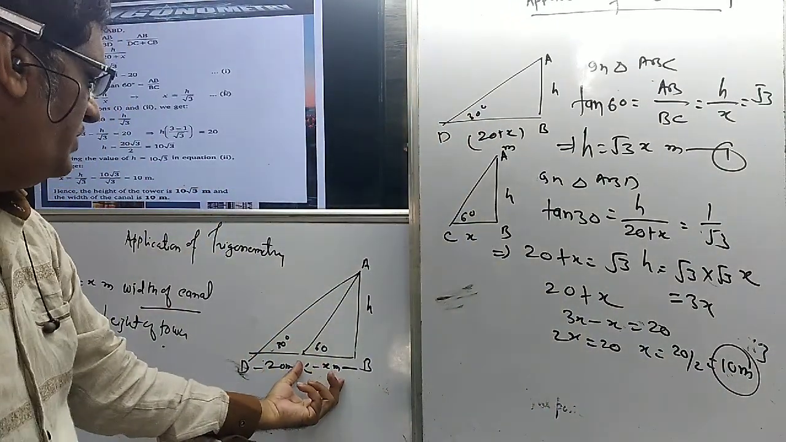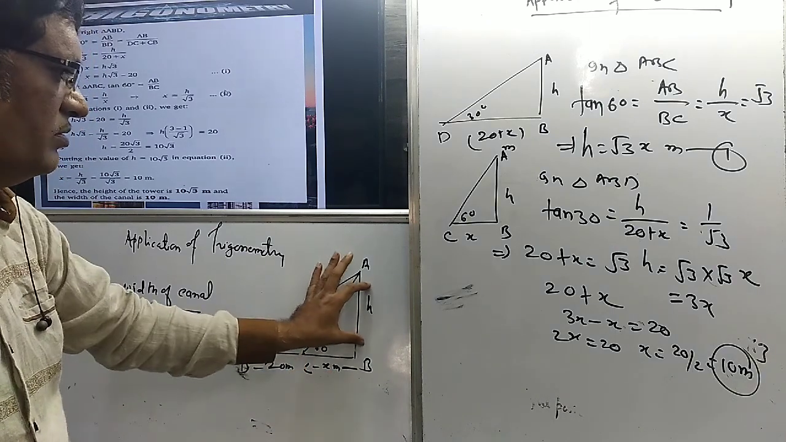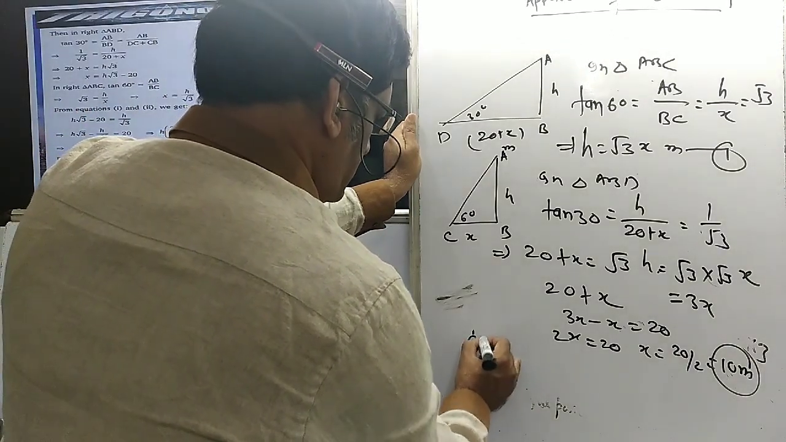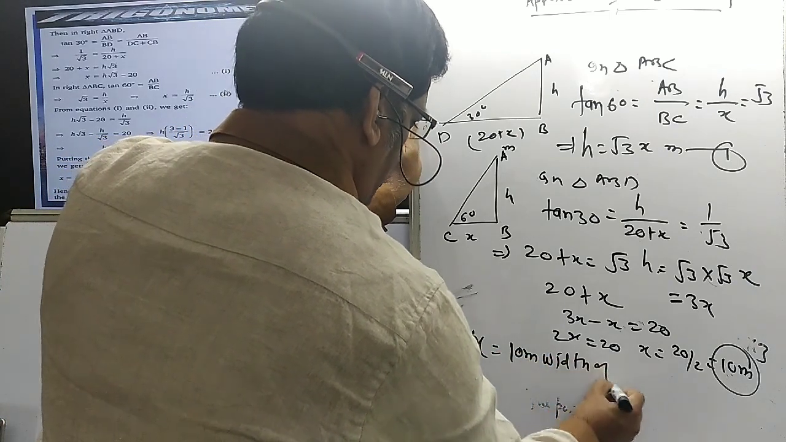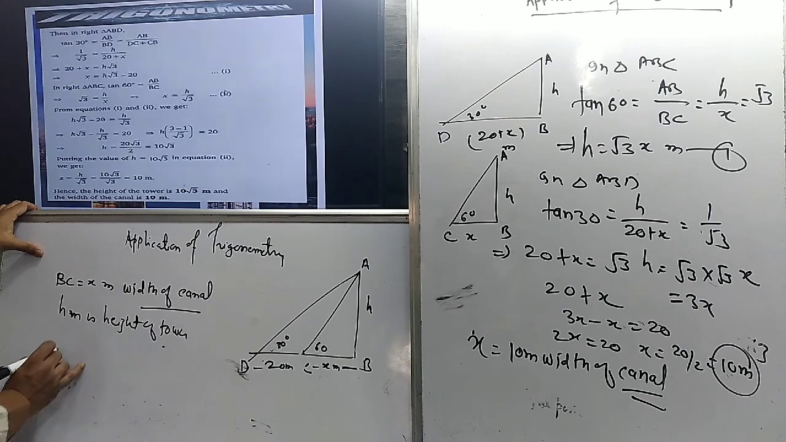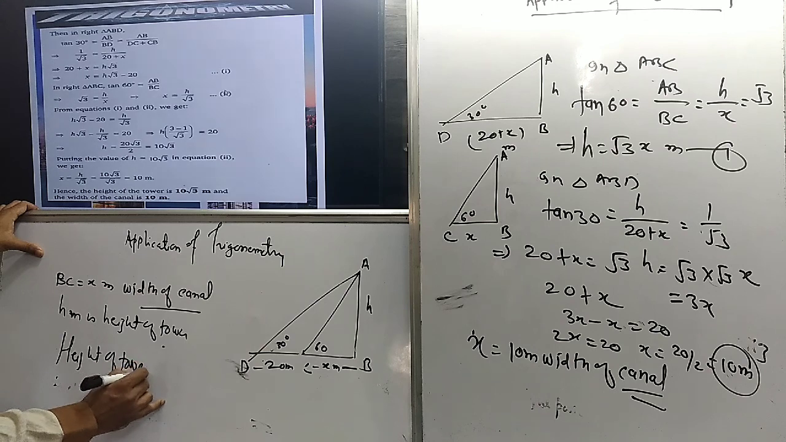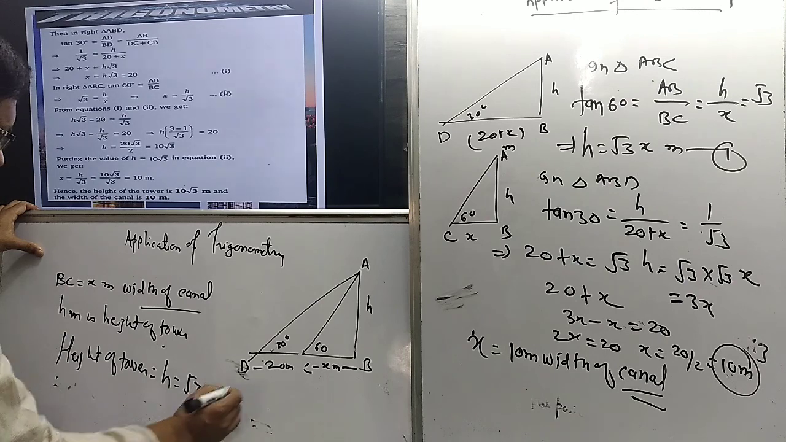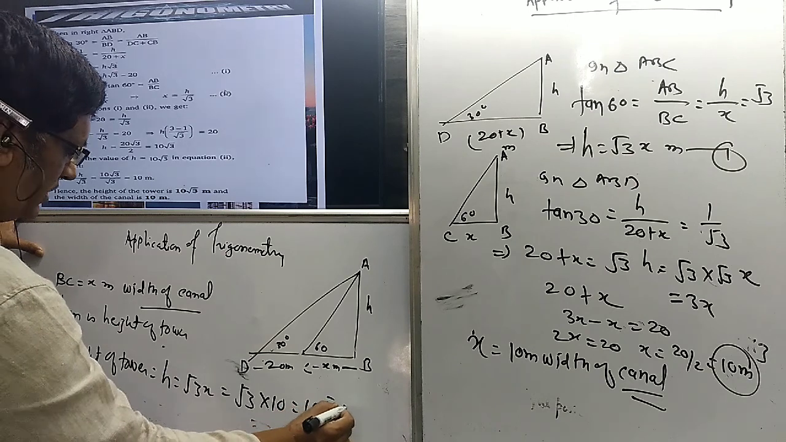10 meter is the width of the canal. Now what about the height of the tower? Height of the tower is h, that is equal to root 3 x. X is equal to 10, so it is 10 root 3 meter.